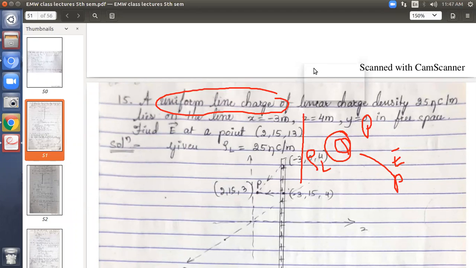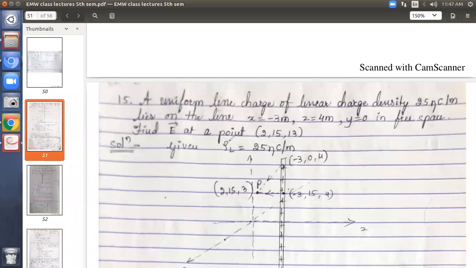The very first thing, you list out the given data. So rho L is given to you, linear charge density 25 nanocoulomb per meter. And what else is given? You can even list out these three points on which the line is standing. That also you can list out, no problem. Then let us try to position this line in the coordinate system.